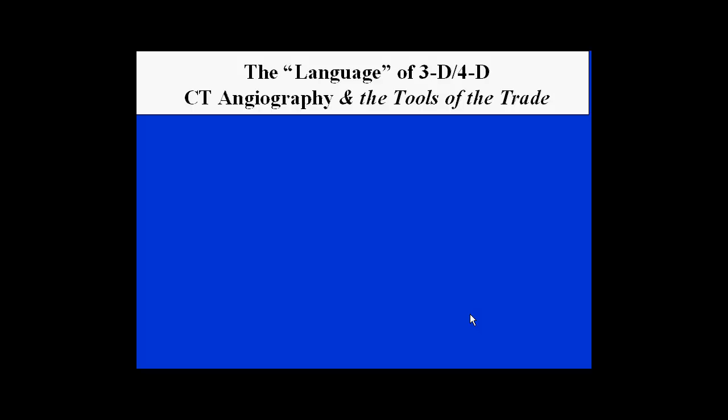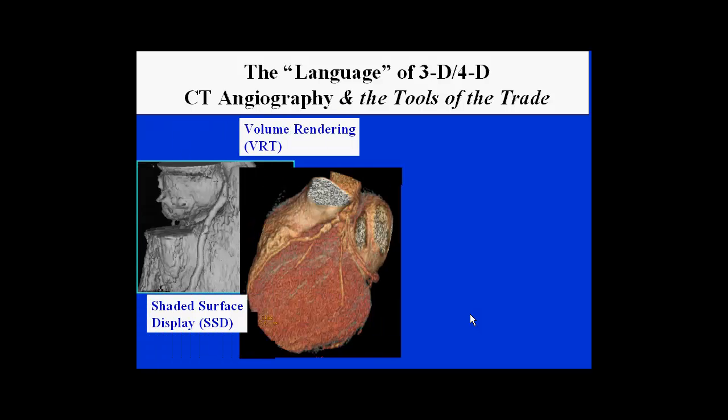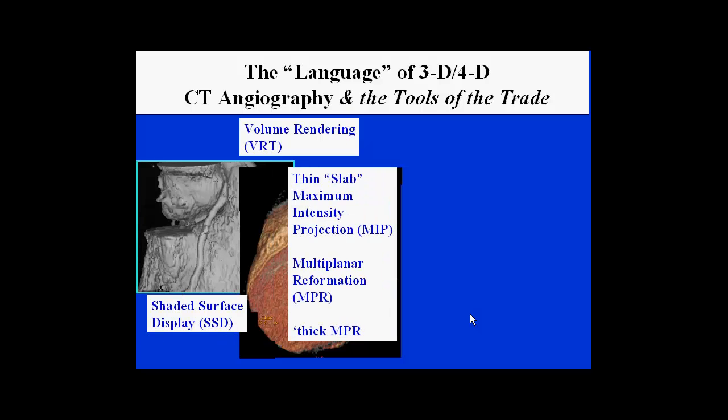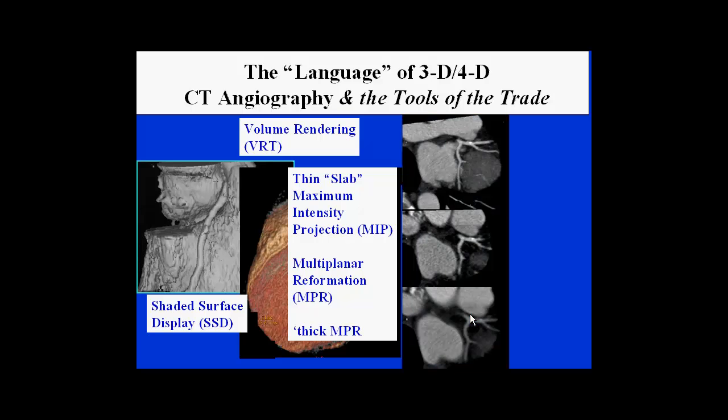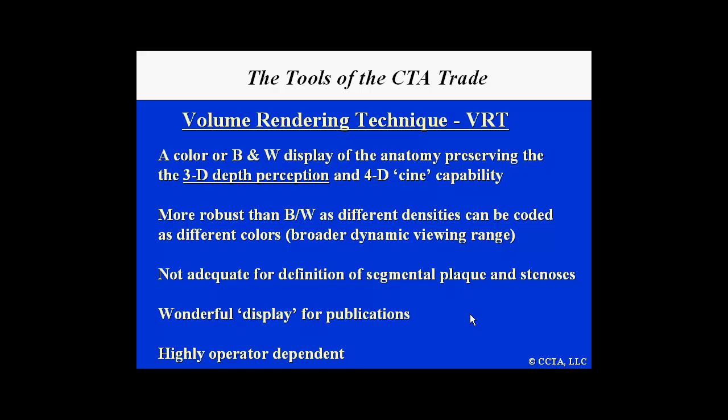You must then start to learn the language of 3D and 4D. Shown here is a shaded surface display, which is a three-dimensional display. This is called a volume rendering, which is also a three-dimensional display. Typical two-dimensional displays include thin slab maximum intensity projection, multiplanar reformations, and so-called thick MPRs, which are also called ray sum projections, and finally curved multiplanar reformations, or CPR. Each of these will be discussed in detail.